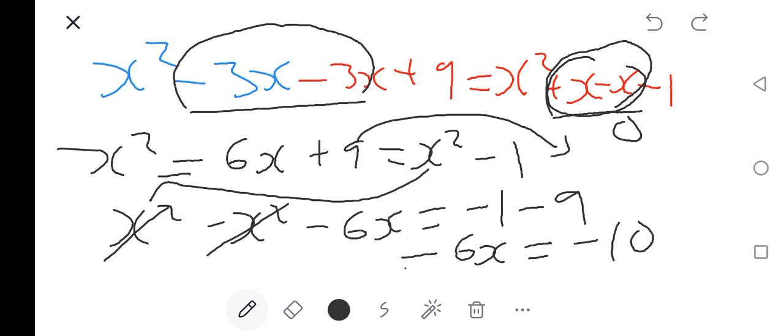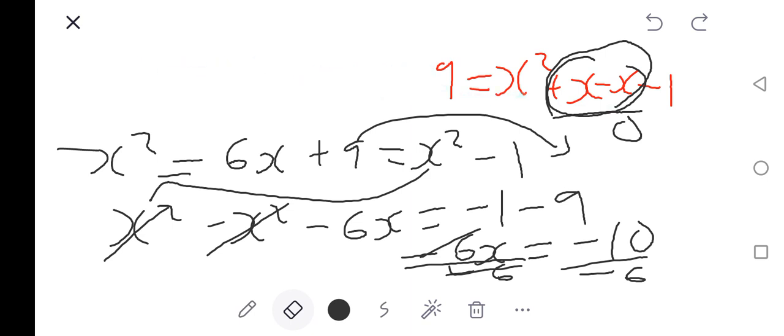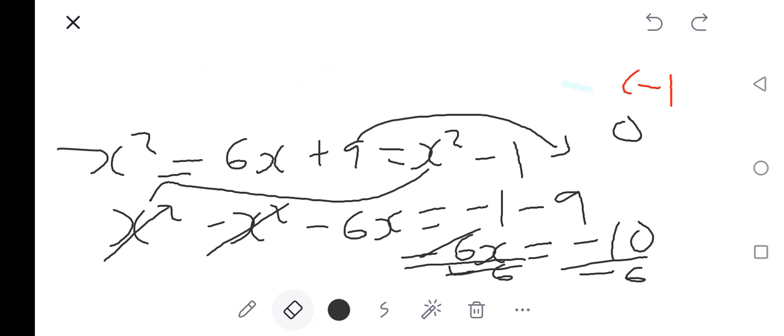So we're finding the value of x. It's negative 6 over negative 6. So we are now cancelling there. So this gives you... allow me to wrap the top part here so that we see.